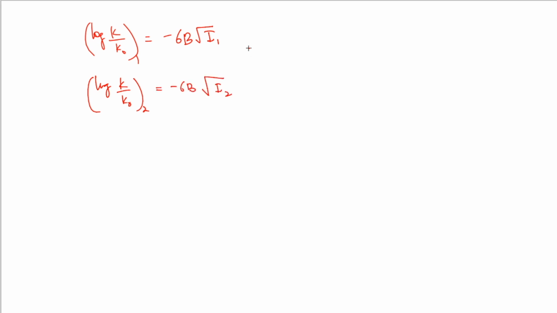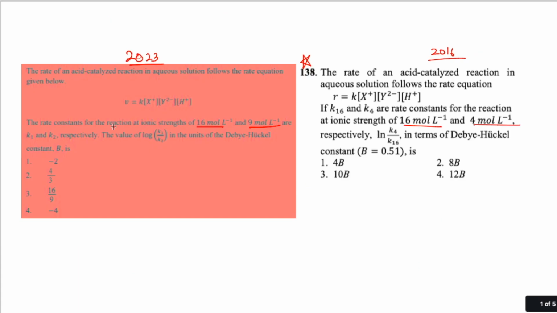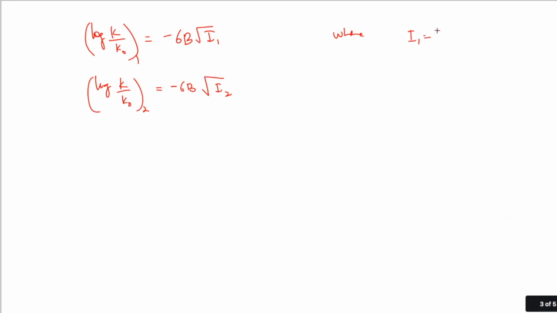I'll write down where I1 I will consider according to the question. According to the question, the ionic strength I1 is 16 and I2 is 9, and K1 corresponds to I1, K2 corresponds to I2. So this is 16 moles per liter and I2 is 9 moles per liter. Let's keep these as equations 1 and 2.